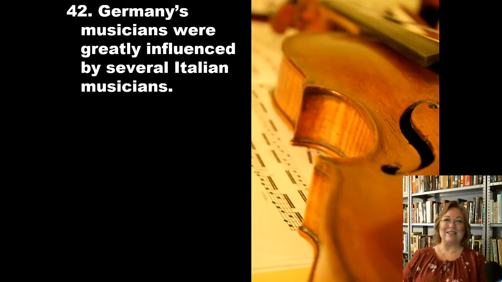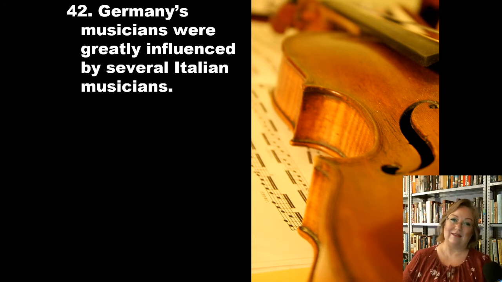Okay, Germany's musicians were greatly influenced by several Italian musicians. The Italian musicians were usually singing love songs. They were more like bards and scops. So Germany's musicians were influenced by the Italians, who were not religiously bent, but more romantically bent. Bent meaning what they turn towards.